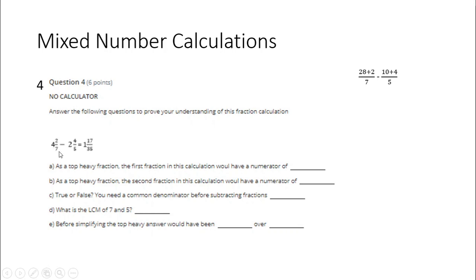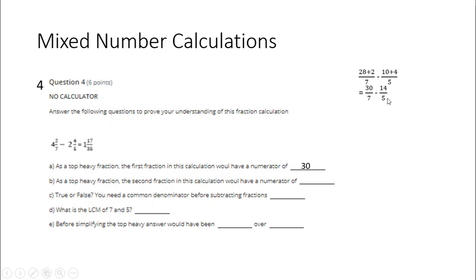4 times 7 makes 28. So I've put here that that's 28 plus the 2 that's already over the 7. That's 30 over 7. And the second fraction, as a top-heavy fraction, I do 2 times 5, which is 10, plus the 4 that's already up there, that's 14 over 5.